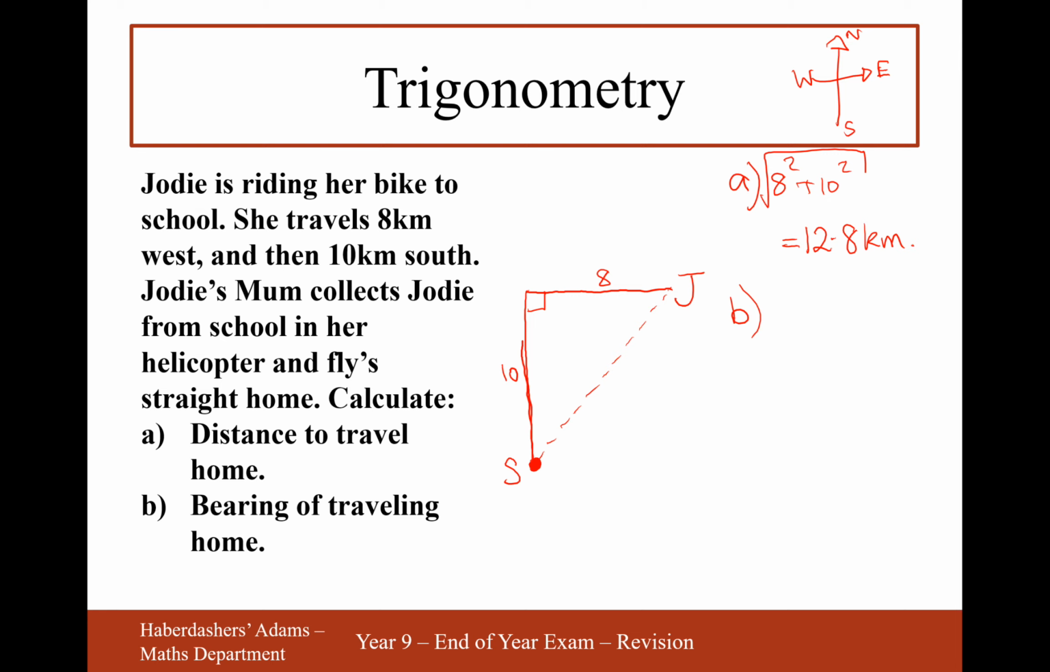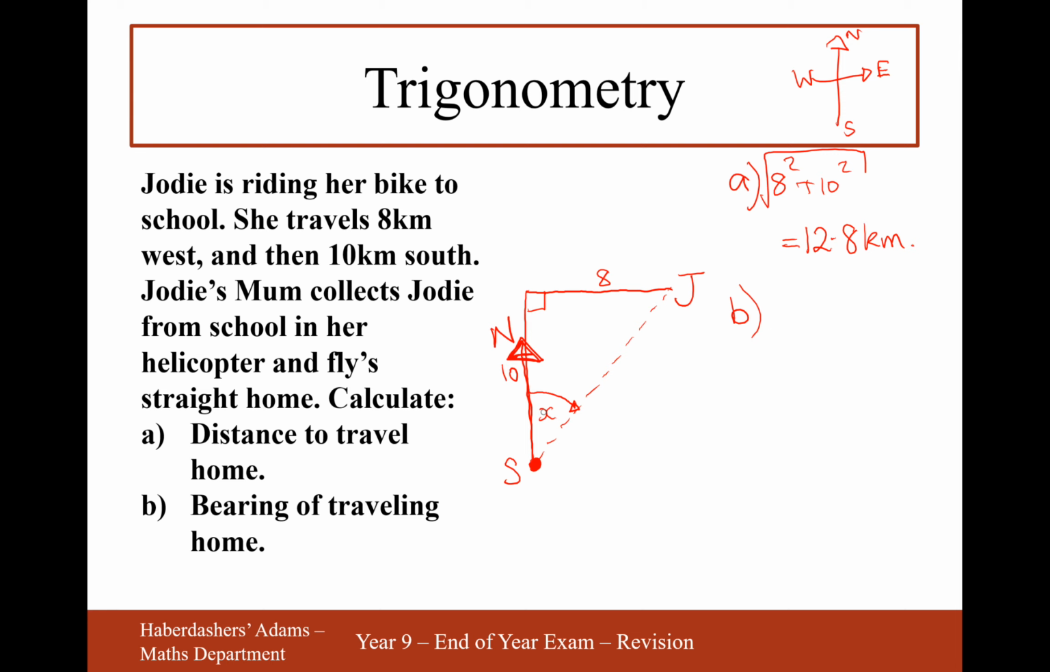If we measure from north, now north would be in this direction here, it would be the angle measured clockwise round until we get to the line that Jodie will travel home on. So it's this angle here that we need to work out. Bearings are always measured from north and they always go clockwise round to where they want to go to.